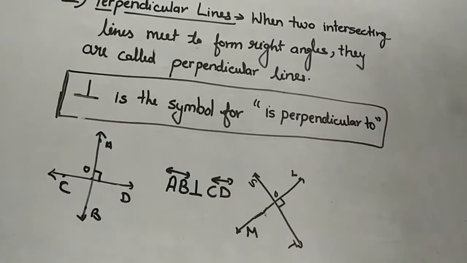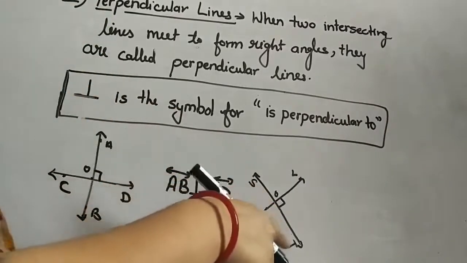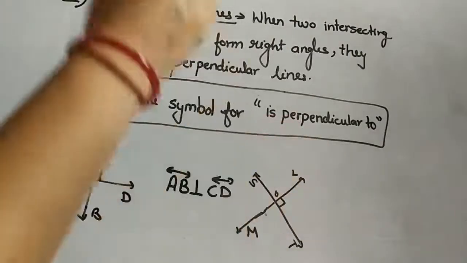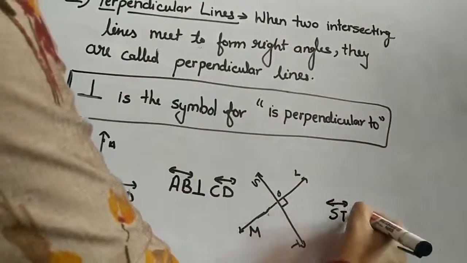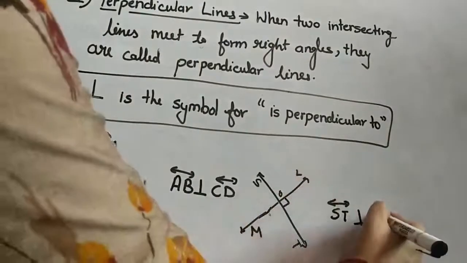Next example, if we have to write line ST is perpendicular to line LM, so how will we write? We'll write line ST is perpendicular to line LM.